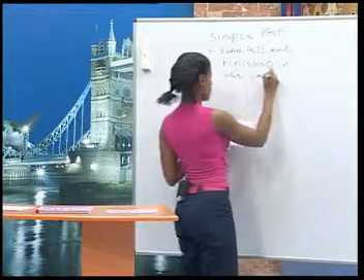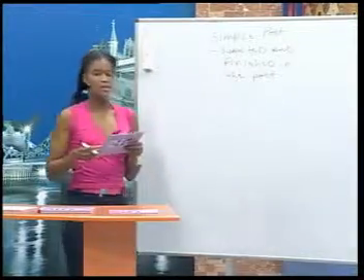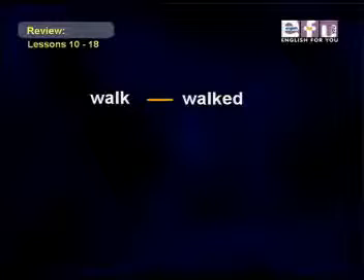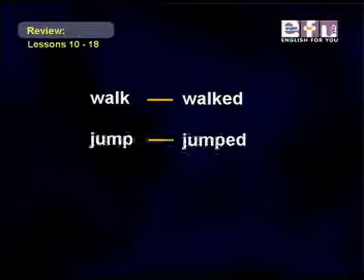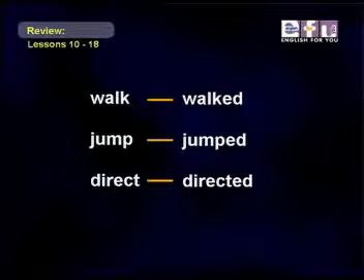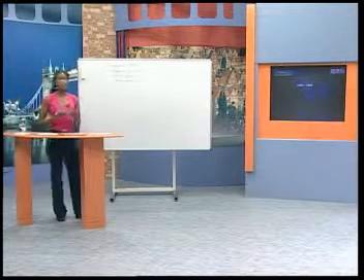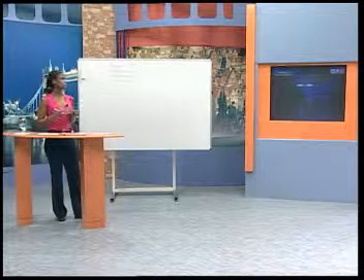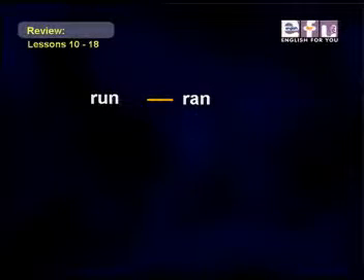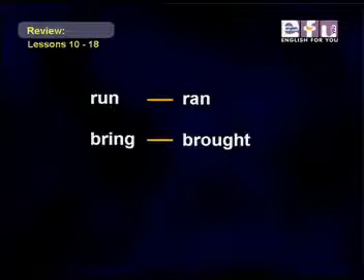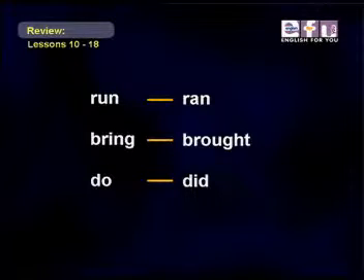Okay. Let's take a look at some forms. For walk, we add ed to form the simple past. Walked. Jump, jumped. Direct, directed. But some verbs are irregular. For example, run in the simple past becomes ran. Bring becomes brought. Do becomes did.